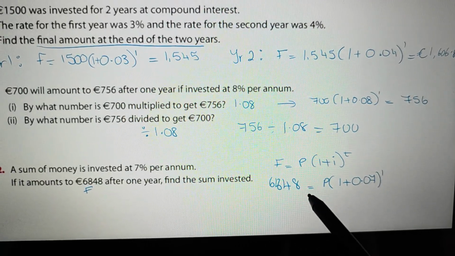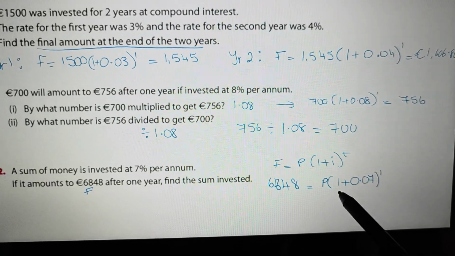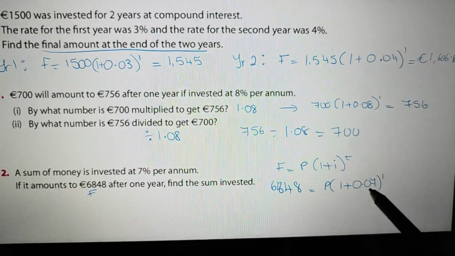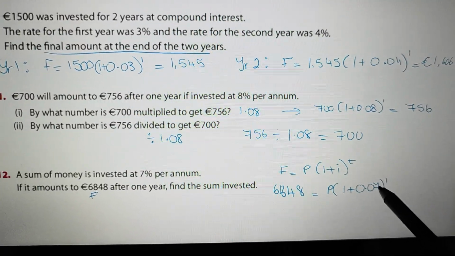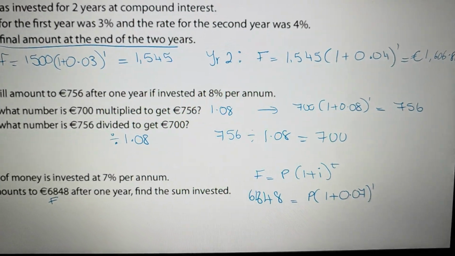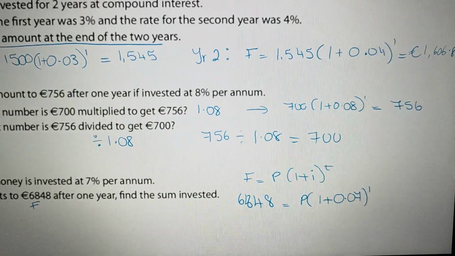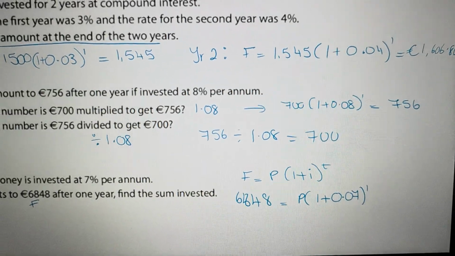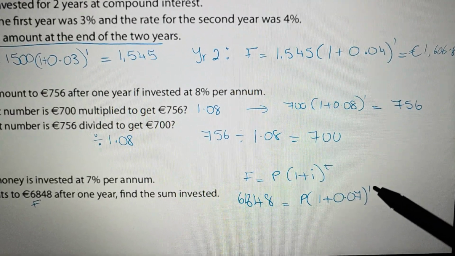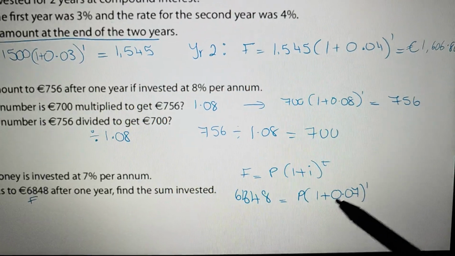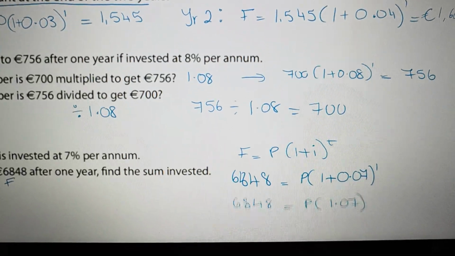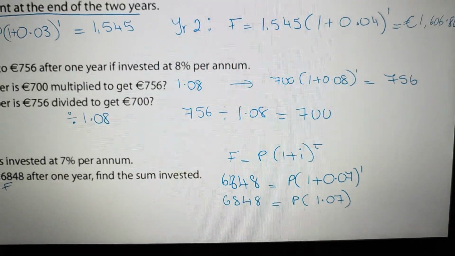6,848 is F. That should equal P, I don't know, multiplied by 1 plus my interest rate was 7% as a decimal, and I'm only doing it for 1 year, so it's a power of 1. The power of 1 on the bracket doesn't change anything. So you can put it in or you don't have to put it in. It doesn't matter. It won't change it. 1 plus 0.07 is just 1.07 if you tidy it up.